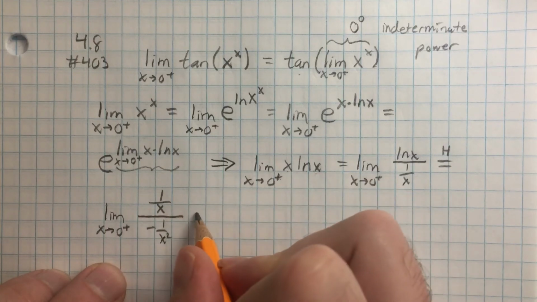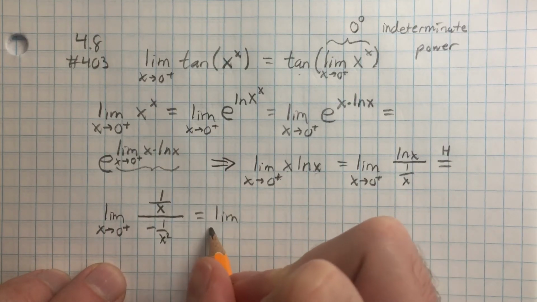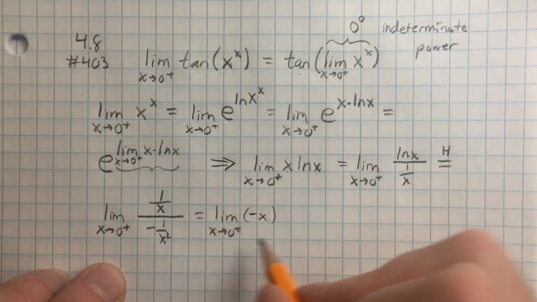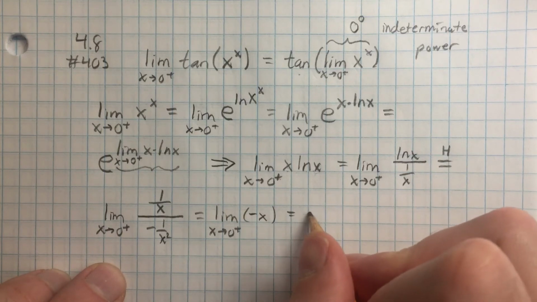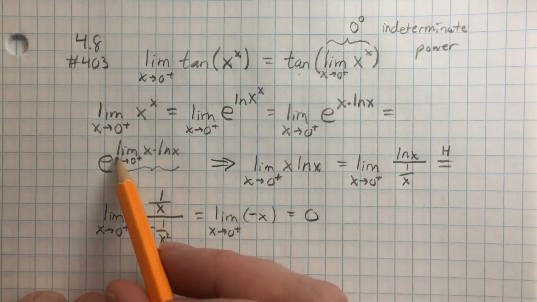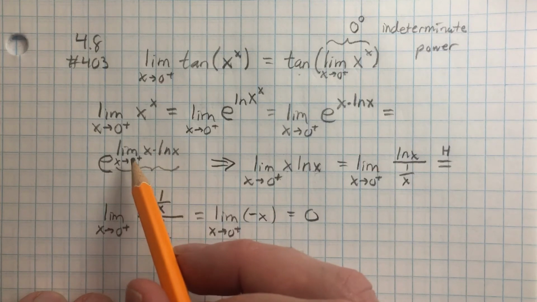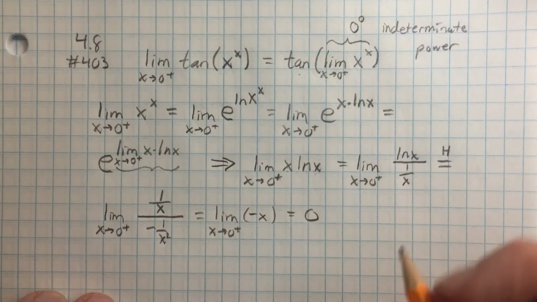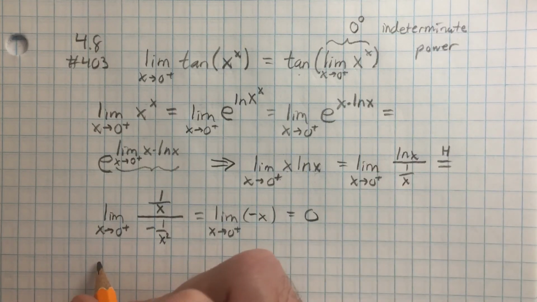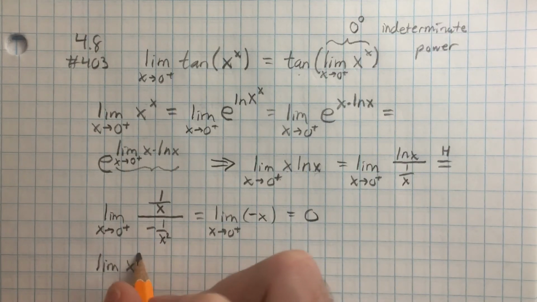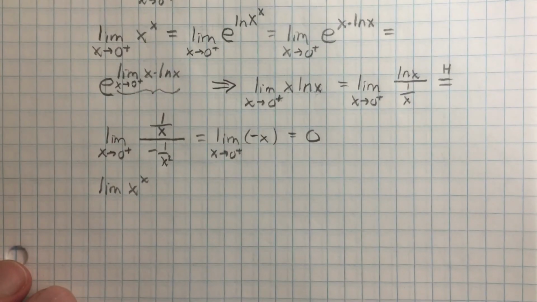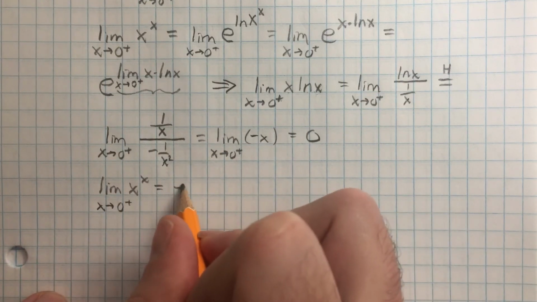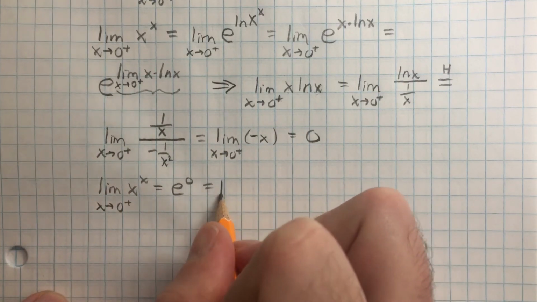Rearranging this just a little bit, we'll get limit as x approaches 0 from the right of negative x. But that's just 0, of course. So we get 0. But that was just the limit inside this power here. So the real answer is e to that result, e to the 0th. So the limit of x to the x as x approaches 0 from the right is e to the 0th, which is 1.